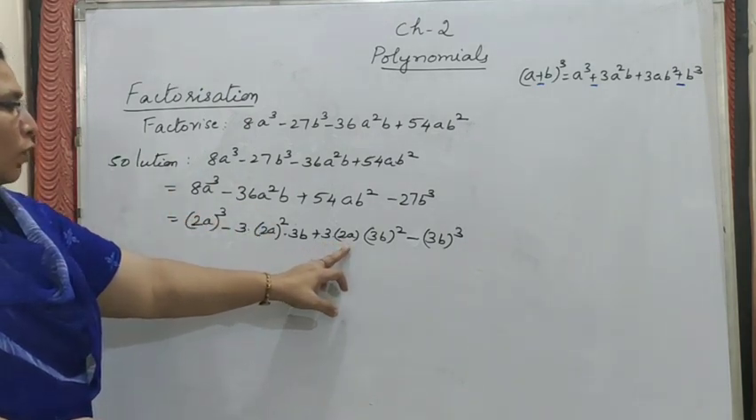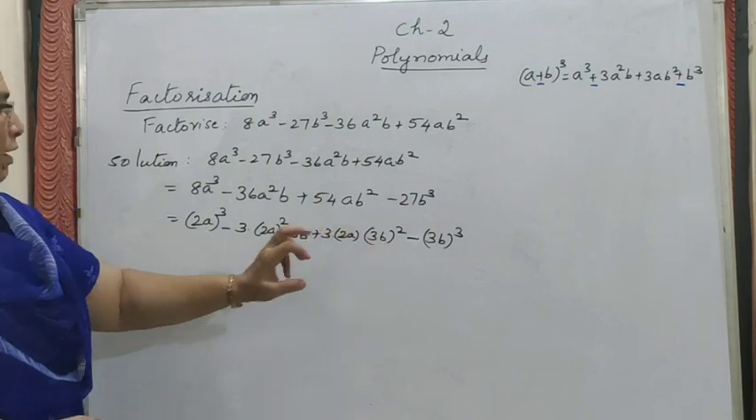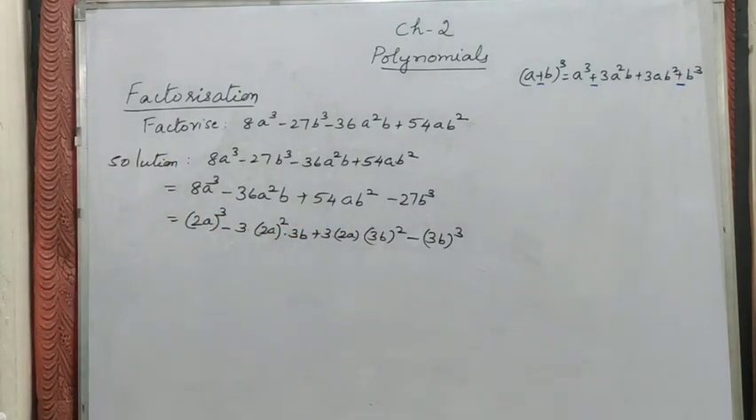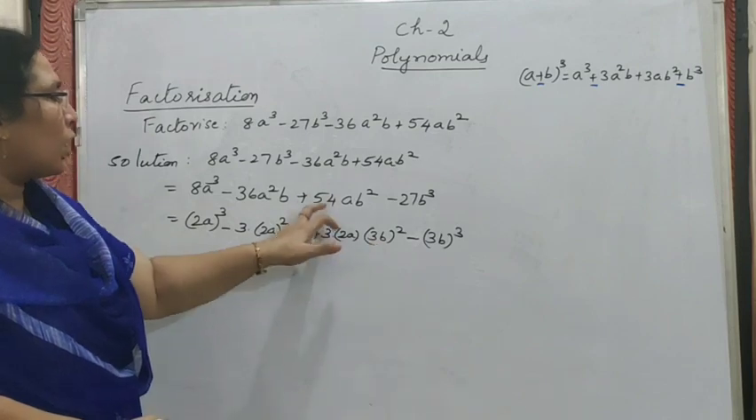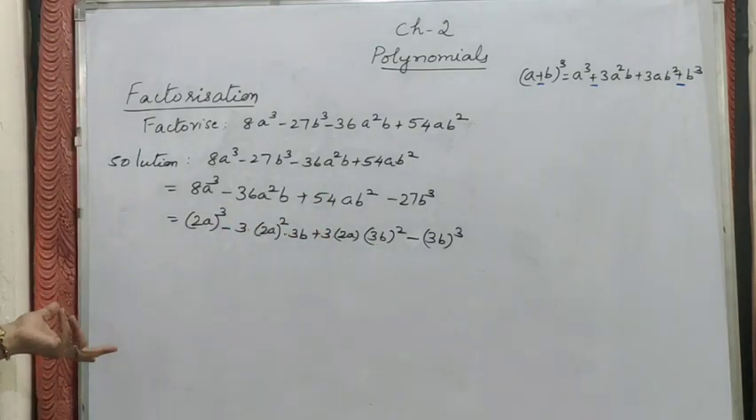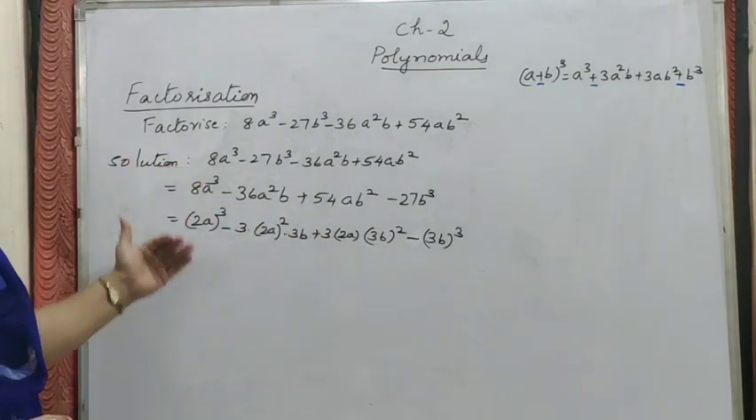3 into 2, 6. Sorry, 3 into 2, 6. 6 into 9, 54. So 54ab square we got. So all the 4 terms we got back.